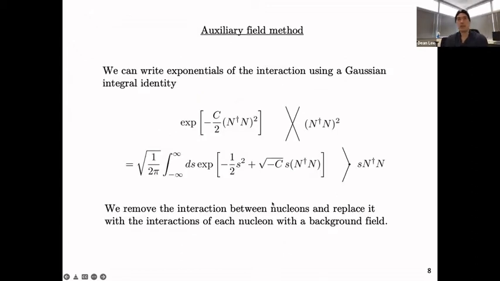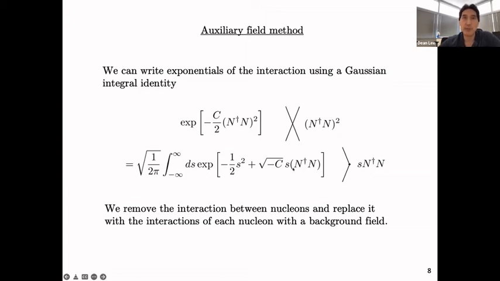All right, but the way we actually do the calculation, though, is using auxiliary fields. We write down the interactions, which I showed you. We might have a contact interaction like (n†n)², and we have to do things like the exponential of minus c over 2 (n†n)². So we can then rewrite this in terms of an auxiliary field S integrated from minus infinity to plus infinity. So we have the exponential of minus 1/2 S squared, and this term that's linear in S and linear in n†n.